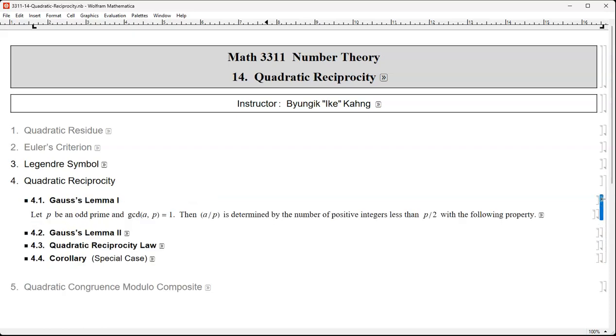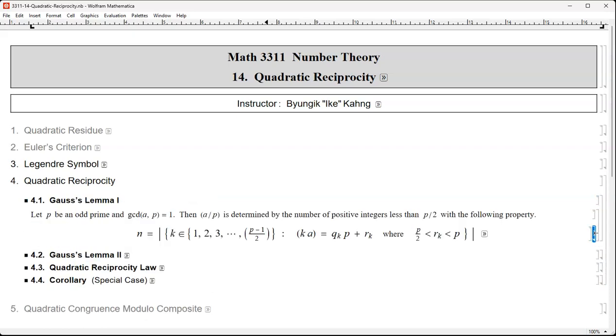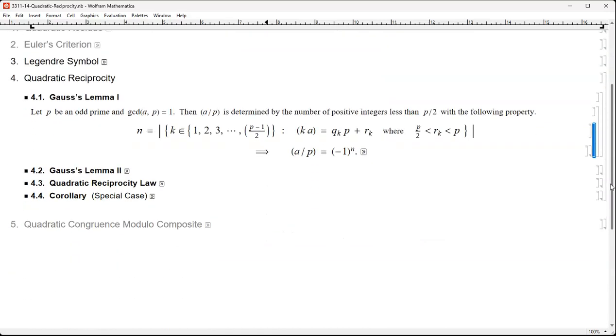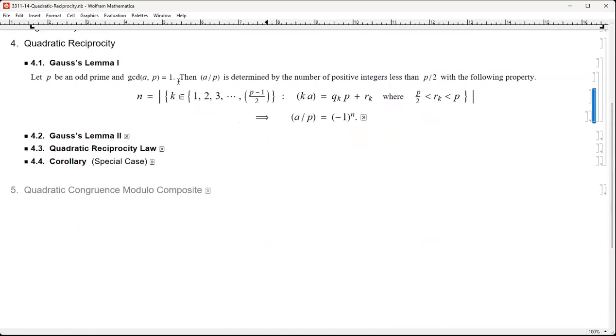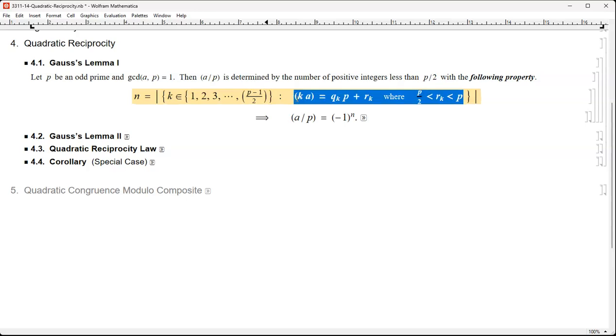We have to state and prove Gauss Lemma number 1. It goes like this. Let p be an odd prime and let a and p be relatively prime. In other words, a is non-zero mod p. Then the Legendre symbol a over p is determined by the number of positive integers less than p over 2 with the following property. What is this following property? Well, it's this property here, which I'm highlighting in bold.